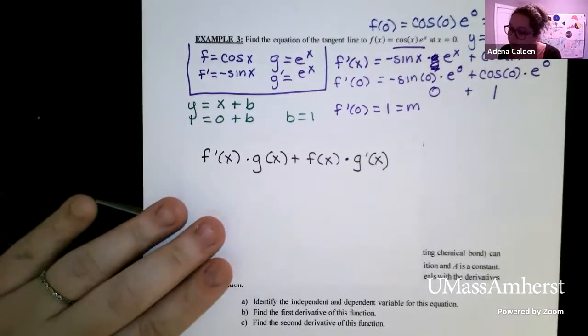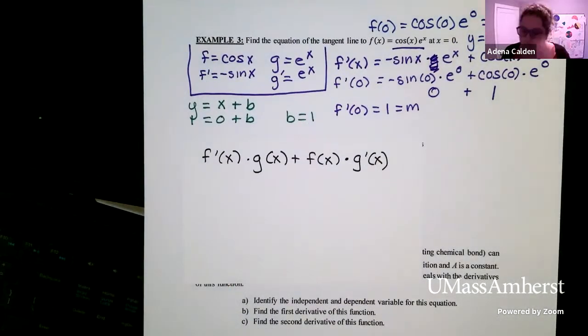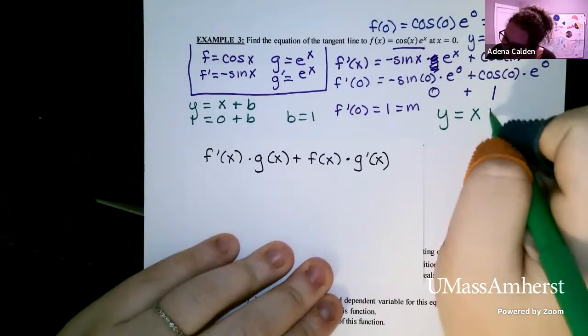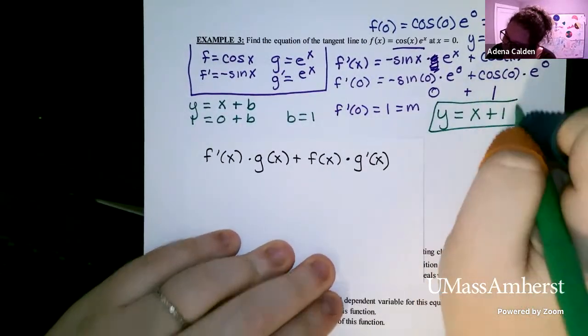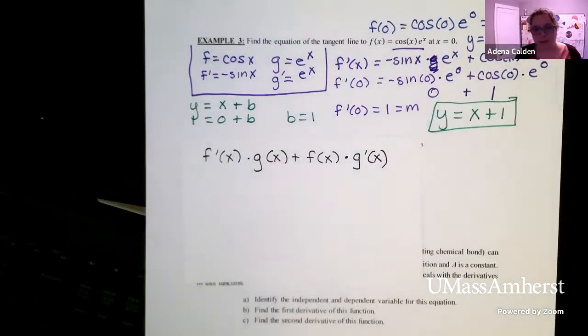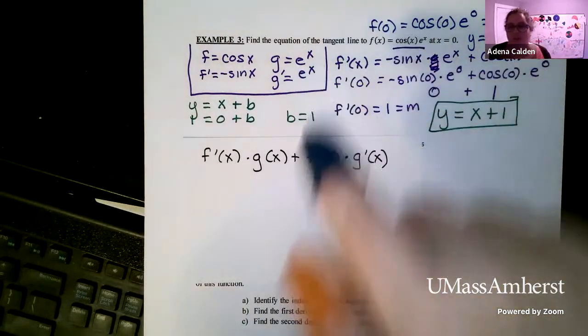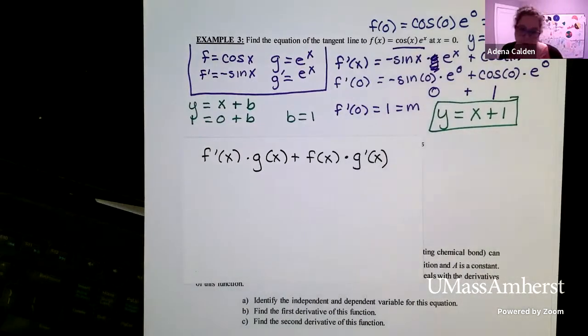So that tells me that the final equation of my tangent line, I'll put it over here, is y equals 1x plus 1. Okay, so again, the process is the same every time we find the equation of a tangent line, but what's changing is how we take the derivative in order to find the slope.